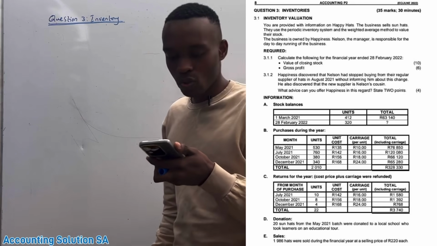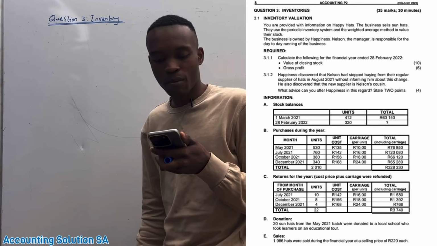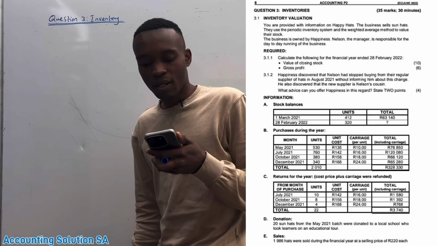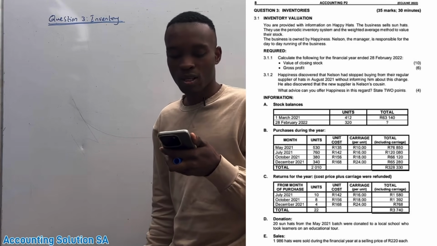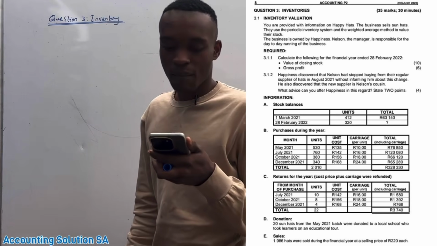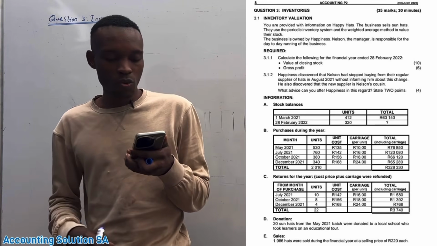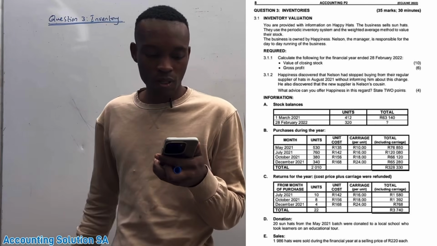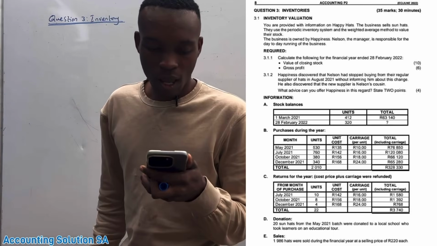They use a periodic inventory system and the weighted average method to value their stock. The business is owned by Happiness Nelson. The manager is responsible for the day-to-day running of the business. So Happiness is the owner and Nelson is the manager. Number one, you are required to calculate the value of closing stock on 28 February 2022, which is 10 marks, and you are required to calculate gross profit as well. Okay, let's go to the information and calculate our closing value.